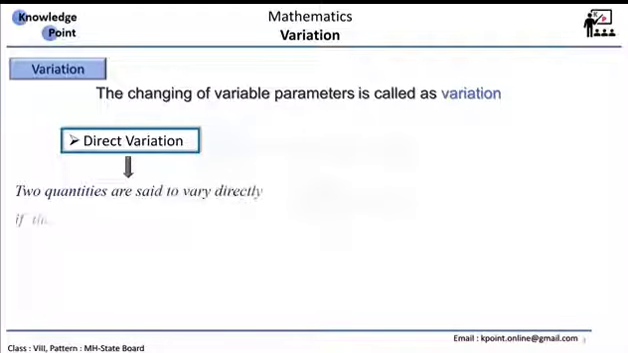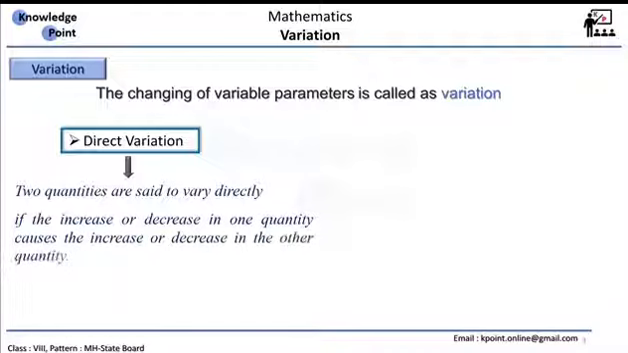Two quantities are said to vary directly if the increase or decrease in one quantity causes the increase or decrease in the other quantity. Let's assume x and y are two quantities. If x increases then y increases, that is a direct variation, or x decreases then y also decreases.